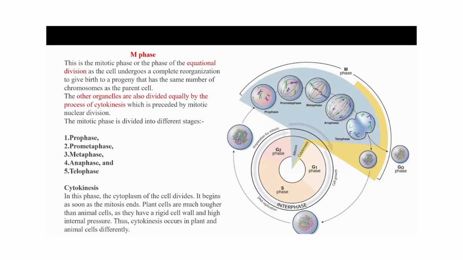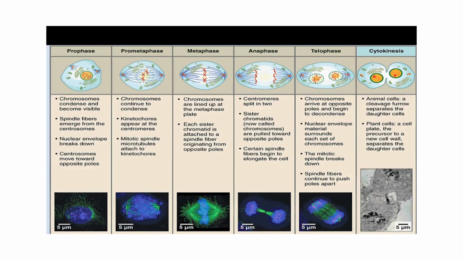So we are going to start M phase. What is M phase? This is the mitotic phase and cytokinesis phase, where the actual division of the cell takes place. This mitotic phase we can divide into 5 subtypes. First one is prophase, second one is prometaphase, third one is metaphase, fourth is anaphase and fifth is telophase. One by one we are going to discuss the events that occur in the different mitotic phases.